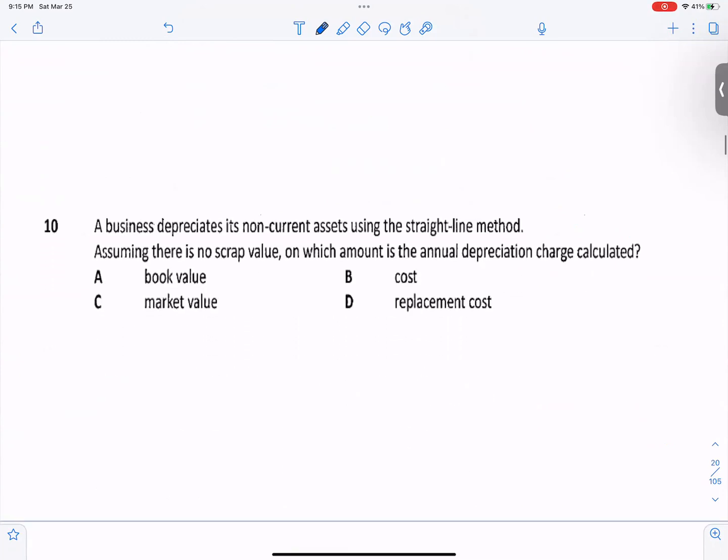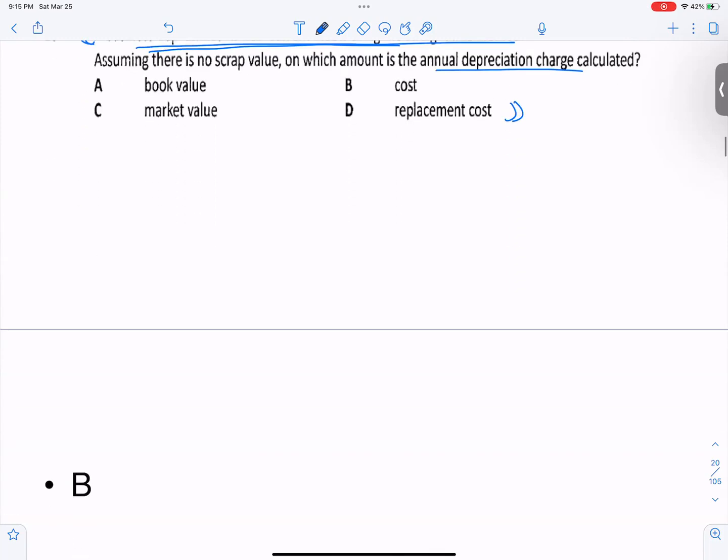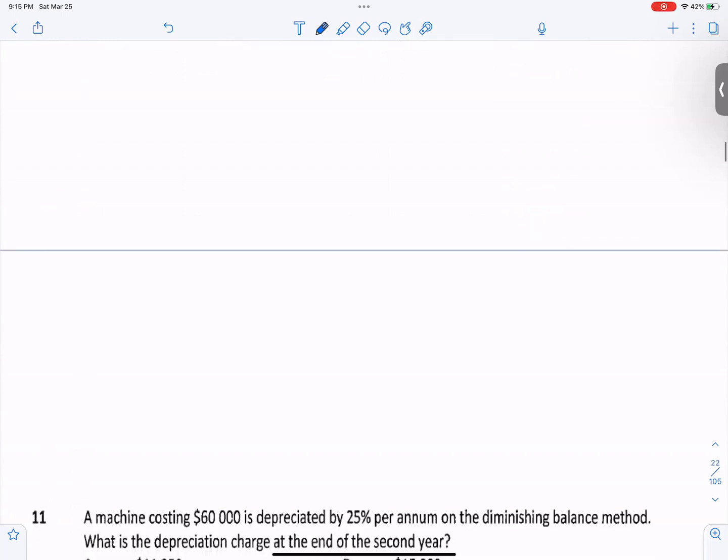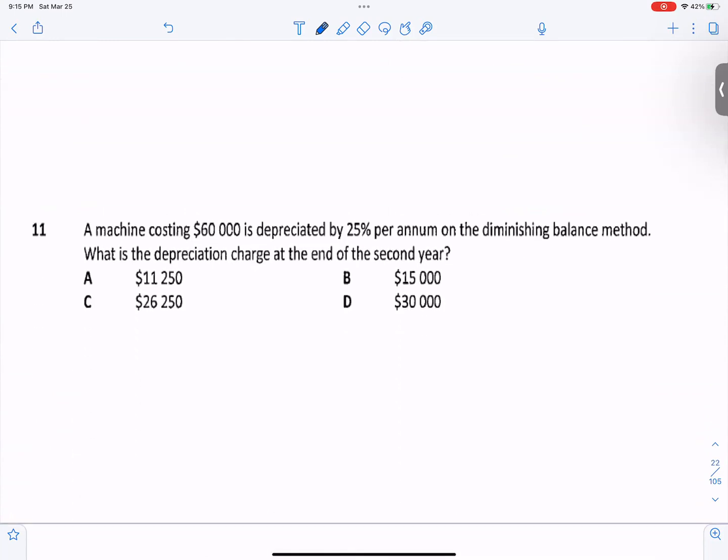Come on, 10th one. A business depreciates its non-current assets using the straight line method. Assuming there is no scrap value, on which amount is the annual depreciation charge calculated? On cost, no? Yes, it is on cost. Come on, 11th one.